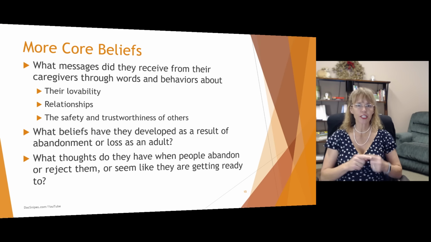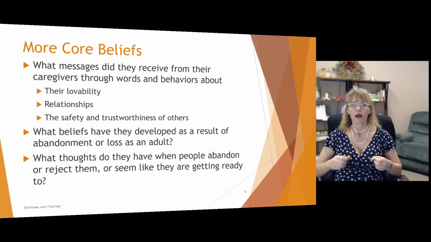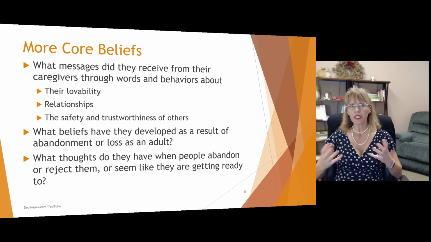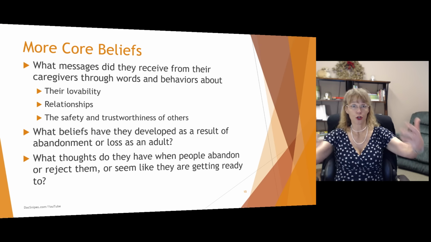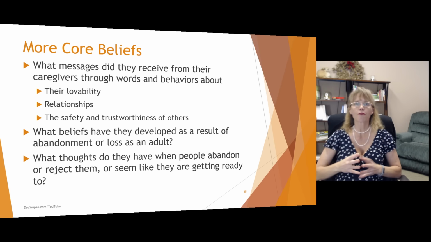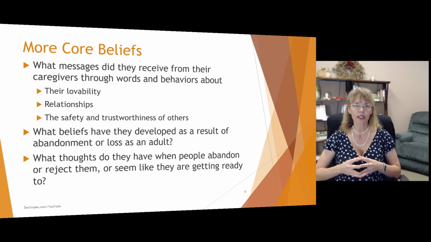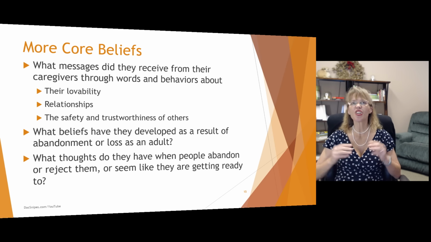So we want to look at their core beliefs about their own lovability. Are they lovable? Are they good enough? What information, what messages, what beliefs did they form about relationships? They observed their caregivers interacting. So what did they learn about relationships from watching and listening to their caregivers? And what did they learn from their caregivers about the safety and trustworthiness of other people? What beliefs have they developed as a result of abandonment or loss as an adult?